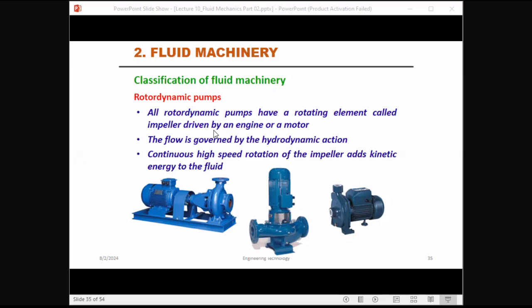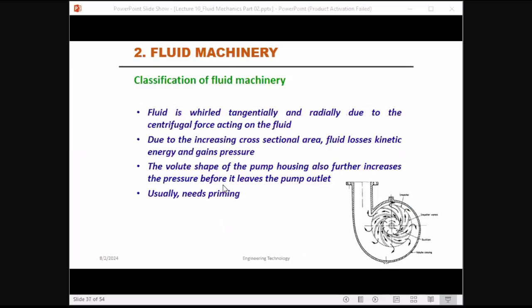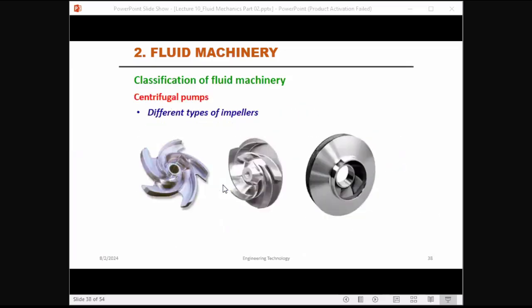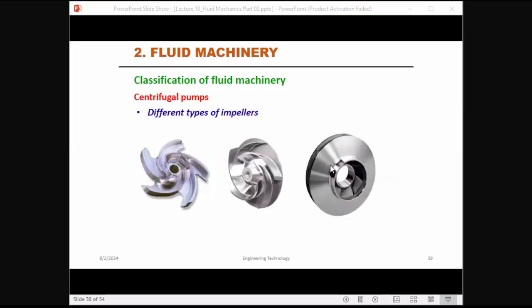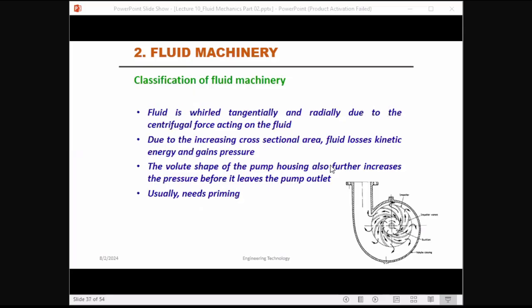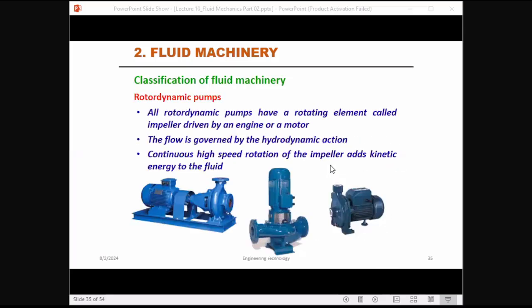Impellers have various designs such as radial, axial, and mixed type. I will show these different impeller designs. This one is the radial one, the mixed one, and the axial one. We can see different types of impellers in industry.